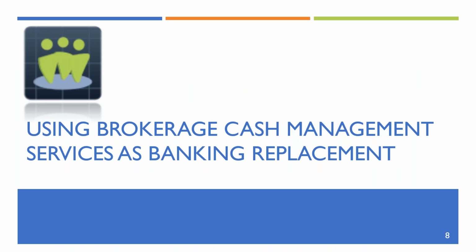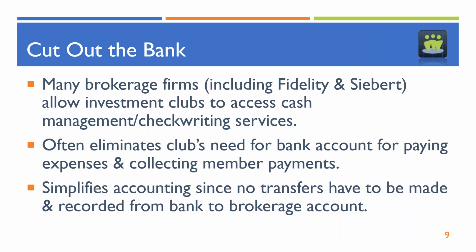Now, I mentioned these brokers are offering cash management services as a replacement for banking. Cash management means check writing. It means sometimes you can get a debit card from your brokerage account. So it really can serve much like a bank, even though it may not be the bank. And brokerage firms like Fidelity and Siebert, which are two of the popular firms for clubs, allow clubs to access cash management and check writing services. And this will eliminate the club's need to have a bank account.